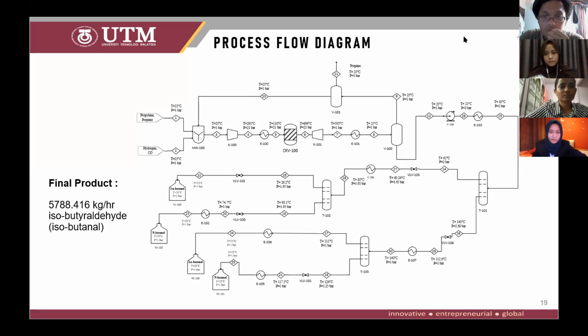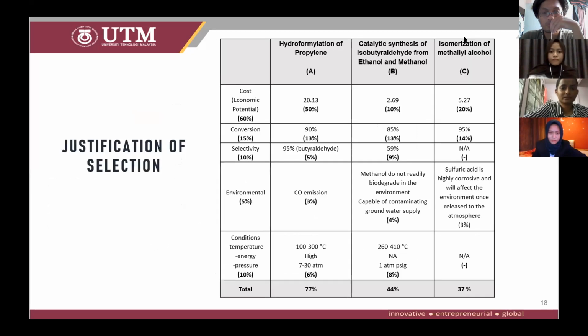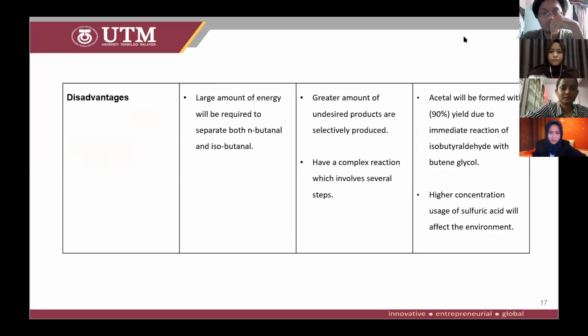Anyone else having other questions? I would like to ask on the reaction selectivity. 50% product is isobutyl aldehyde, and the other is normal butyl aldehyde. How did you decide it is 50-50?